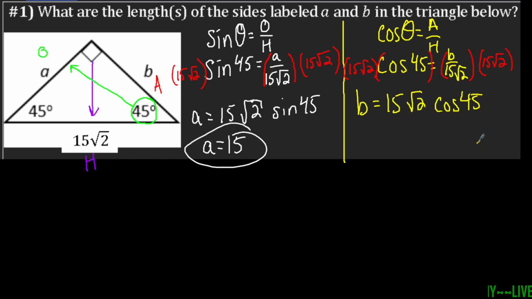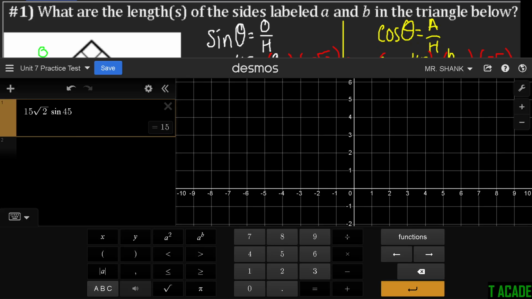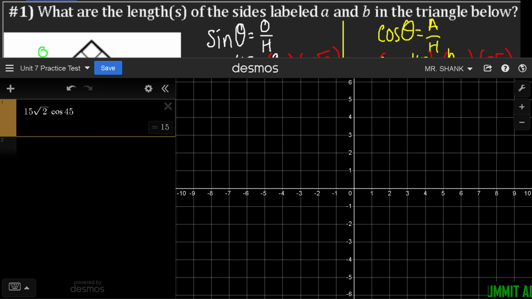All right, so let's type that into Desmos now. And actually, since I already have this in here, I can say, well, let me just change this part. I can change this trig function to just cosine. So I can save myself some time. Again, notice how it looks very similar to the setup as before, but also too, it's equal to 15 as well. And that's okay because we needed a side that is less than 15 square root 2.